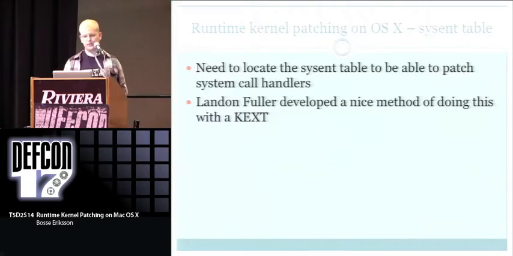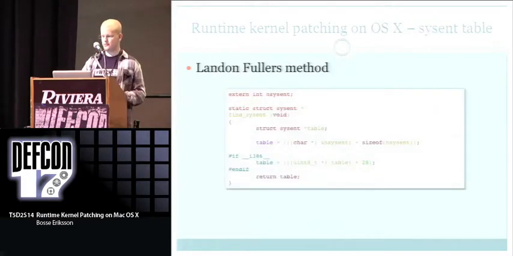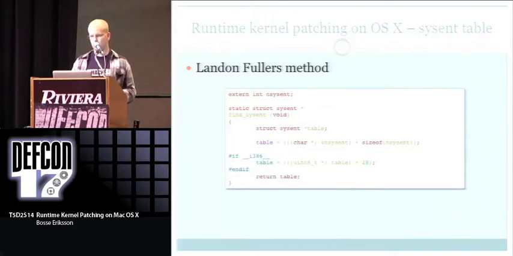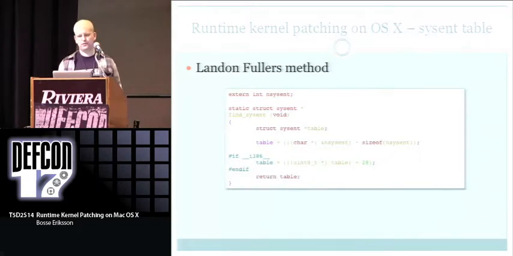So to do this, we need to locate the sysentry table and patch the system call handlers. Landon Fuller developed a really nice method of doing this with a kernel extension to enable ptrace for certain Apple applications. His method was like this. Since the number of system calls is an exported function in the kernel, called nsysent, number of sys entries, you can calculate from that an offset to the system call table, the sysentry table, and that's static. It's 28 plus 4 on I386. So you just add to that and you get to the sysentry table.